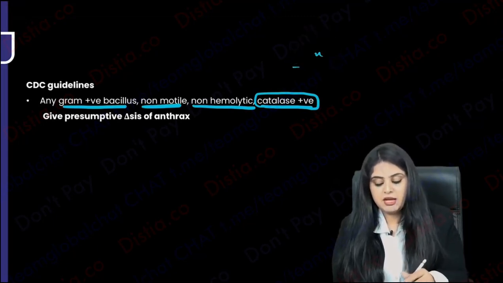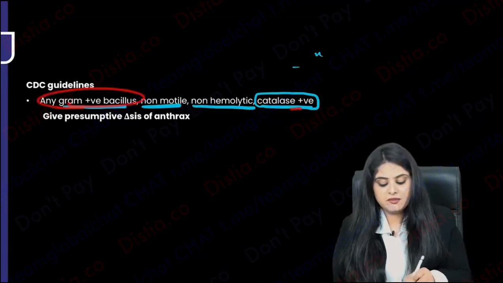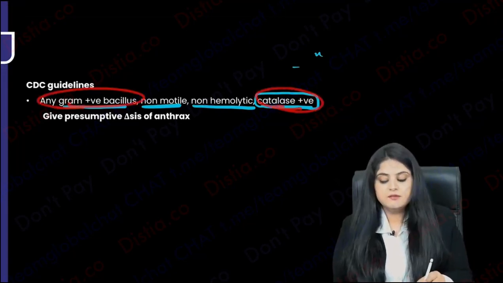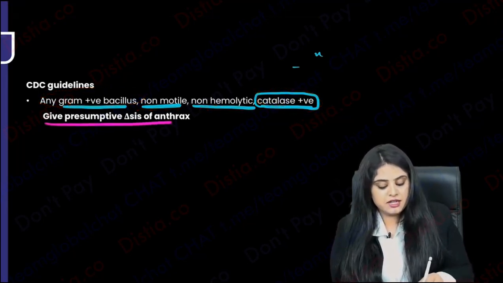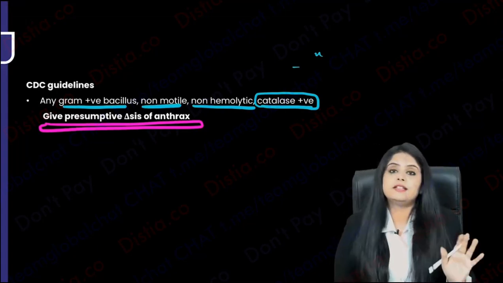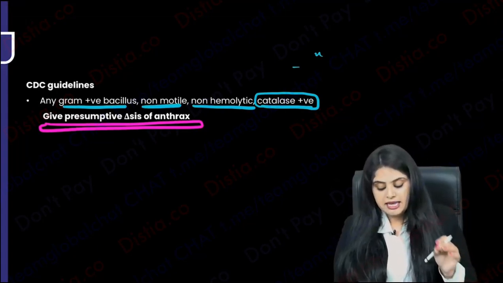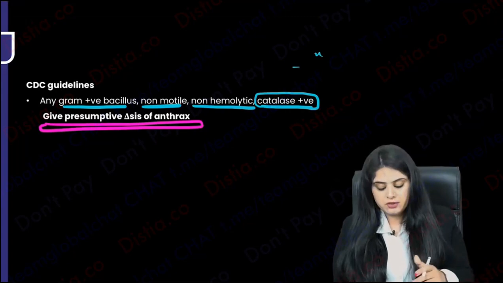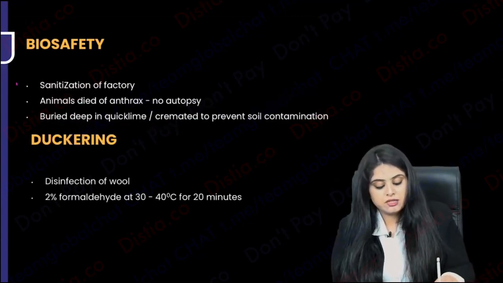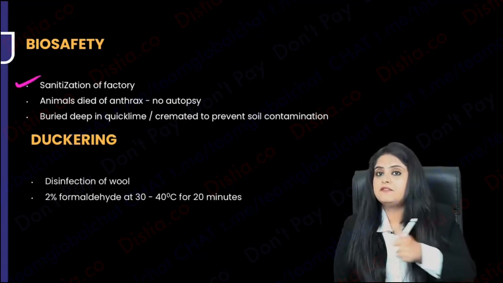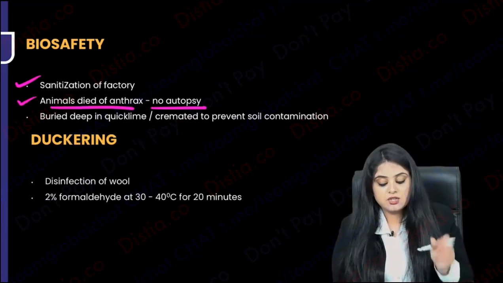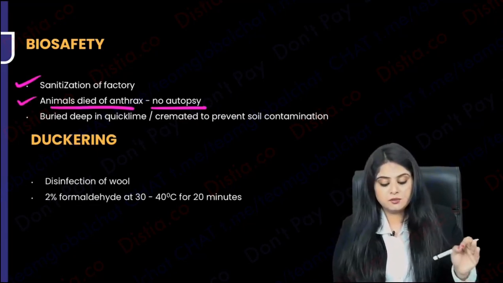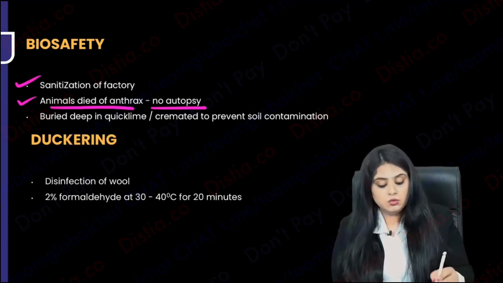So remember, if you have an organism which is a gram-positive bacillus and catalase positive with no motility and no hemolysis, they are saying give a presumptive diagnosis of anthrax, consider it as anthrax for all practical purposes, and then do what? What precautions will you take? Number one, if you are dealing with an animal, the entire factory has to be sanitized. If the animal has died of anthrax, make sure no autopsy is performed, and you have to do deep burial.